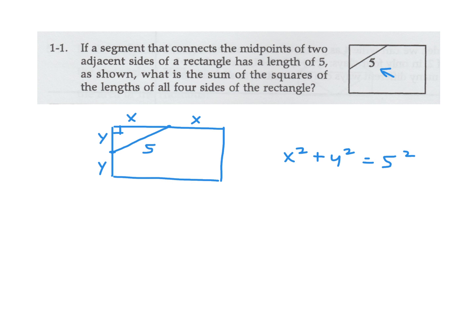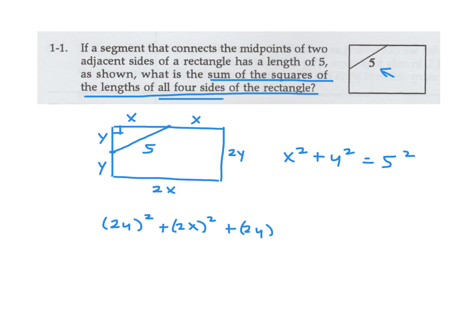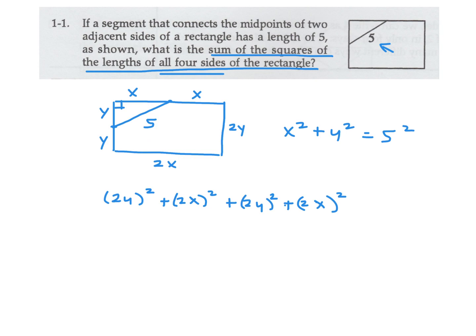Now, the next part is, what is the sum of the squares of the lengths of all four sides? The sum of the squares. Okay, so this side is 2x and this side is 2y. So that would basically be 2y squared plus 2x squared, but they want all four sides, so another 2y squared and another 2x squared. So I'm pretty sure that is what they're asking. Just got to make sure you read the question carefully.